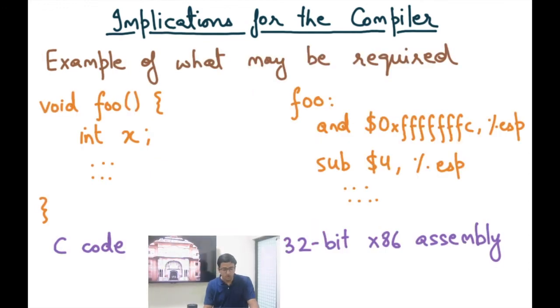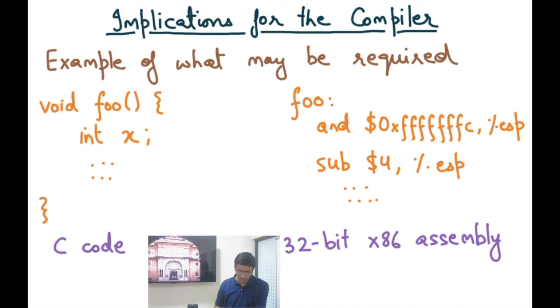Here's another example of what may be required by the compiler to be able to deal with alignment. Let's say I have this C code where I have a local variable called x of type integer. Now, C has this interesting requirement: C is a low level language, so it also has alignment restrictions on how variables of certain types should be allocated. And so C requires that all variables of type integer should be 4 byte aligned.